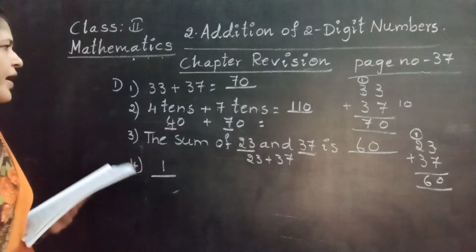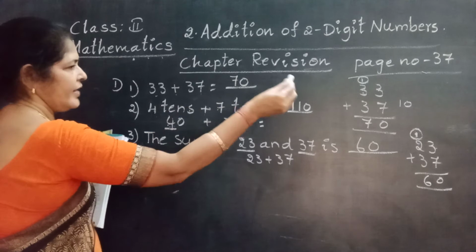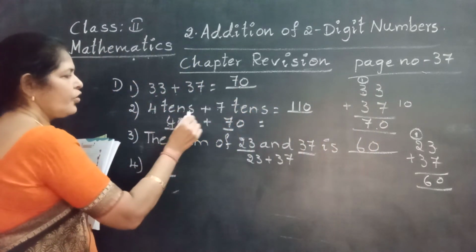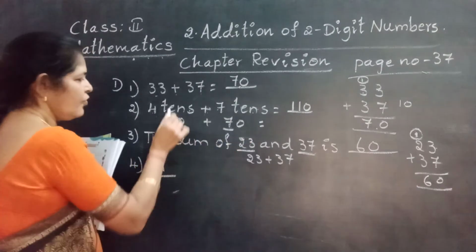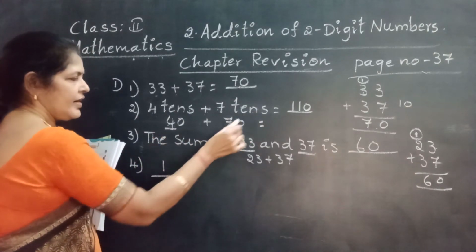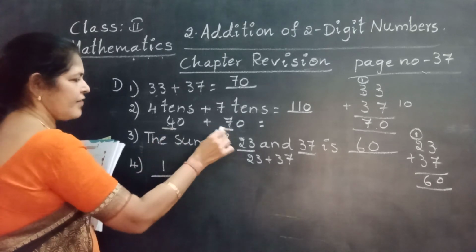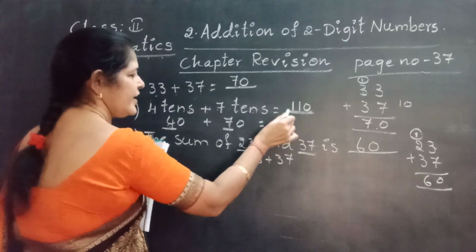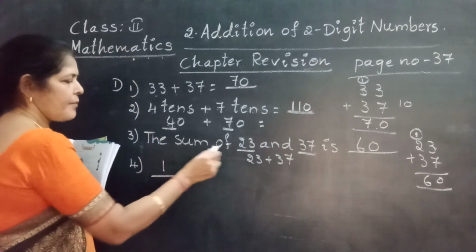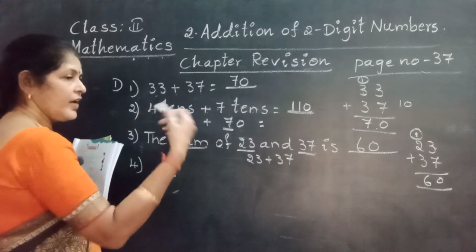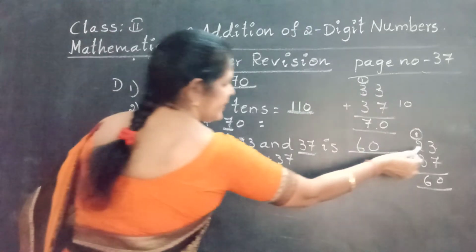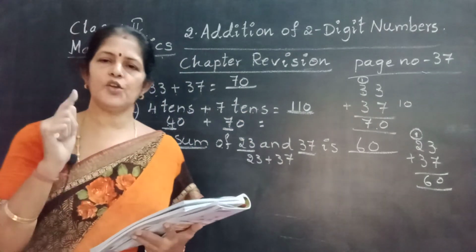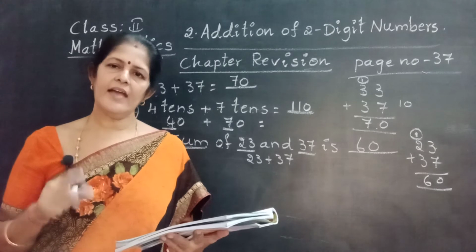I will complete the Roman. 33 plus 37. This is rough work. 70. 4 tens plus 7 tens. 4 tens means 40. 7 tens means 70. Add 4 and 7, 11. And put 0 on the right side of 11. The answer is 110. The sum means total. We get the total by addition. 23 plus 37, 60. Fourth one, 1 is added to a number to get the next number.